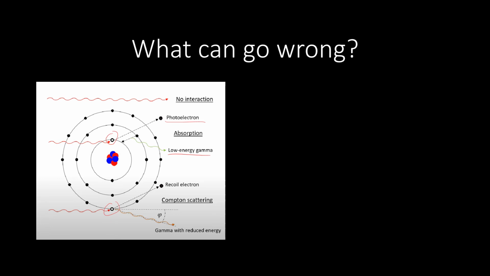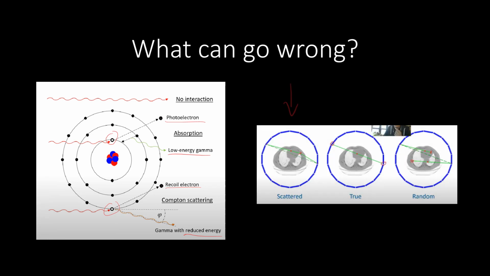Another possibility is Compton scattering, in which the gamma particles interact with an electron on the outer shell. Again, the electron, in this case called a recoil electron, moves away. The gamma particle continues but has reduced energy and can deviate from its original path. This leads to inaccurate localization of the region of origin.